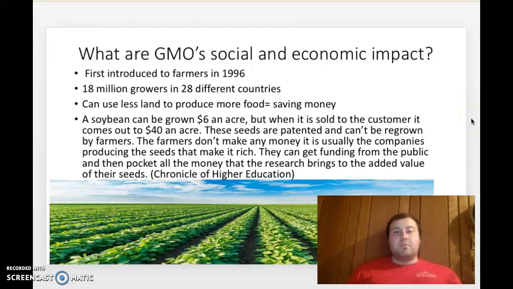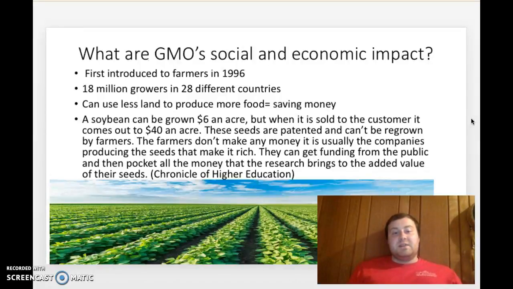GMOs also have a pretty important social and economic impact. They were first introduced to farmers in 1996, and they've really grown in popularity since then. 18 million growers in 28 different countries now use them. They can use less land to produce more food, which in theory saves money, but there's also been a lot of farmers who have complained about how expensive it is to buy the seed. For example, a soybean can be grown at $6 an acre, but it costs $40 an acre for the farmer.